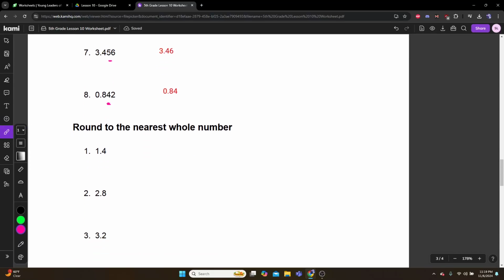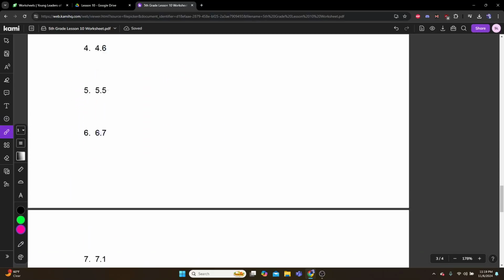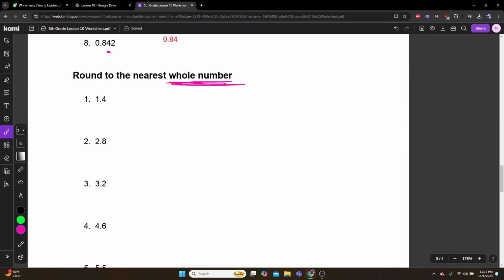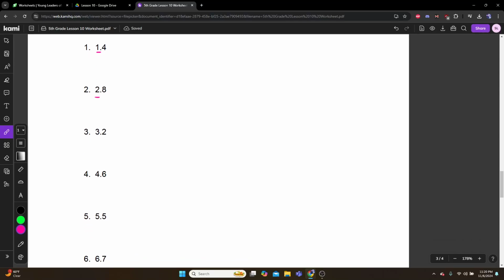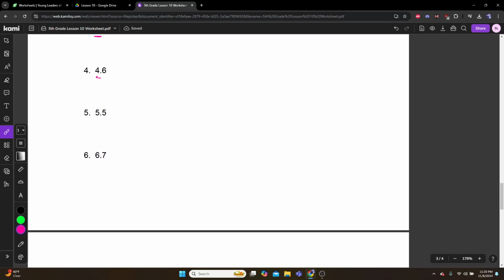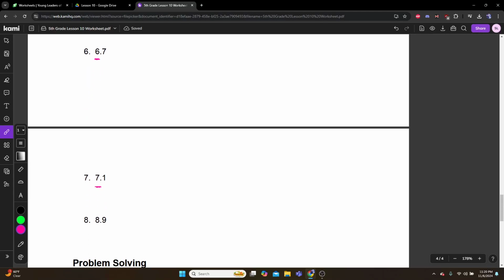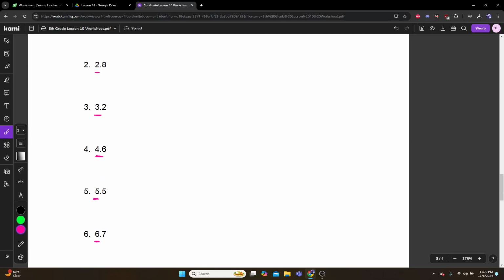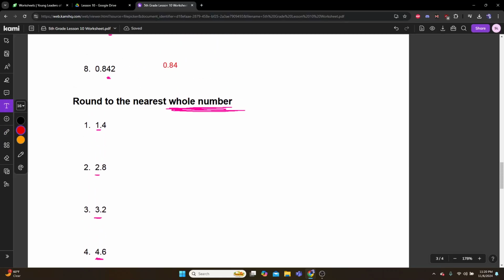Okay, round to the nearest whole number. In this case now, we're rounding the decimals to the whole number, so it's the number that comes before the decimal, the actual large number itself. So it would be these numbers that are the whole numbers. So we're rounding to them. Now we're looking at the digit that comes after them, so it would be the tenth in this case.